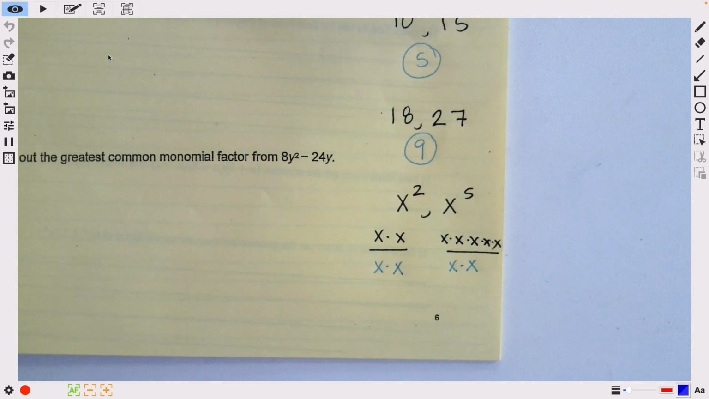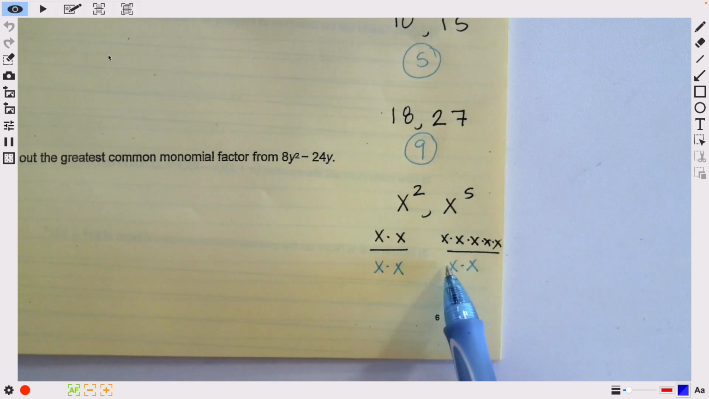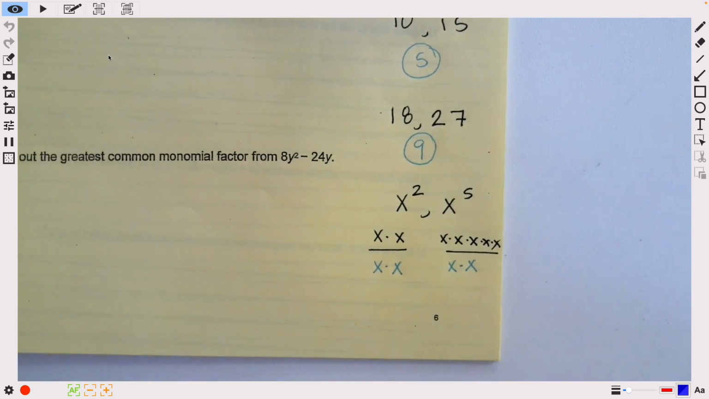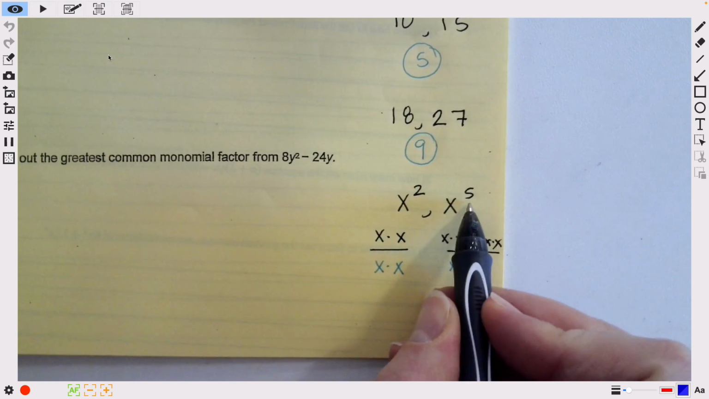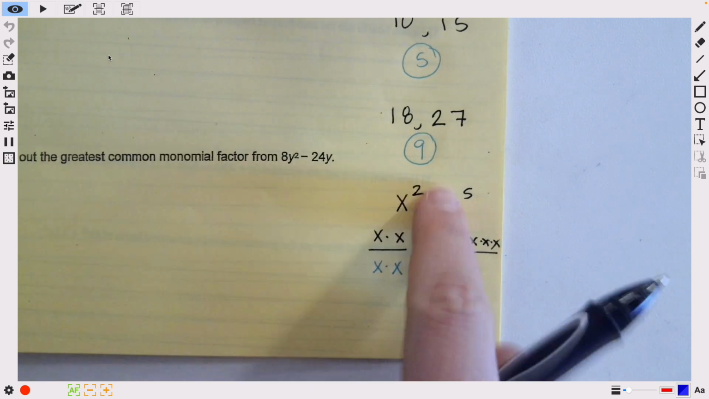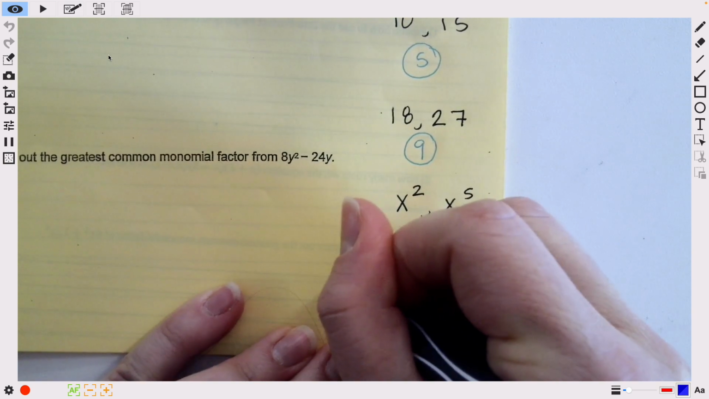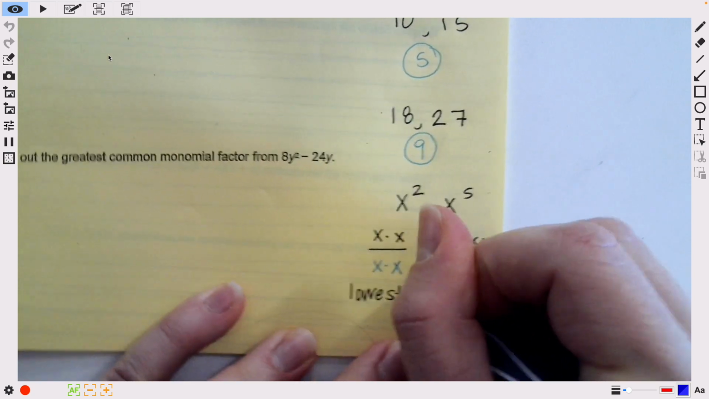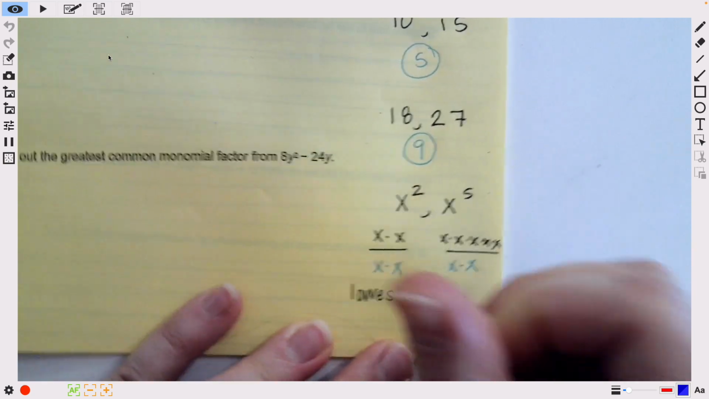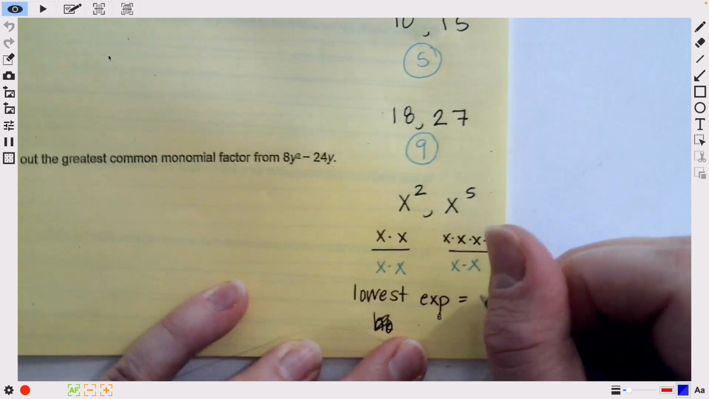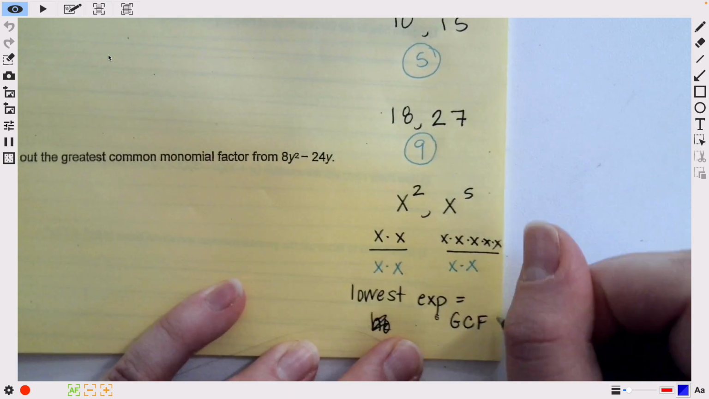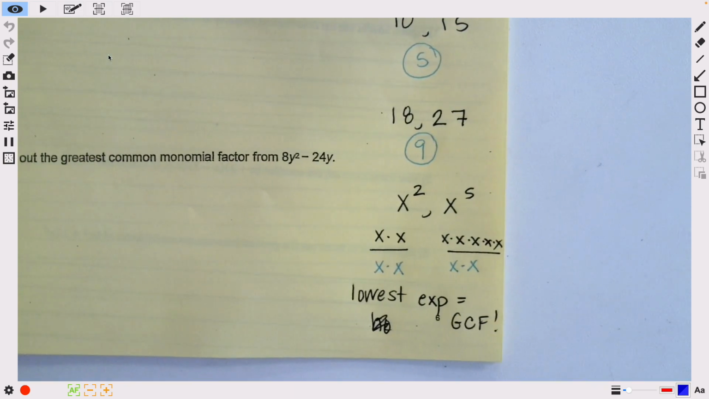But that's where it cuts off, because if you add any more, you don't have anything on top left to divide. So the rule of thumb for variables is whichever's the lowest exponent, that's how many you can take out. Okay? So the lowest exponent equals your greatest common factor. Okay, that's how many you can take out.